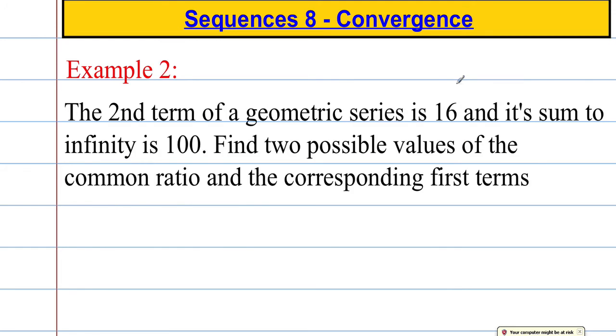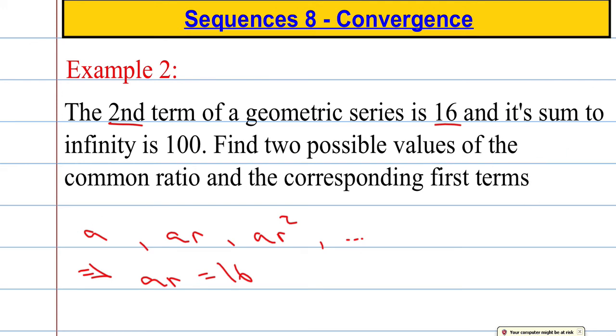Okay, an example 2 now. We're told that the second term of a geometric series is 16 and its sum to infinity is 100. Find two possible values of the common ratio and the corresponding first terms. Now the second term of a geometric series is 16. Remember, a geometric series goes a, a times r, a times r squared, and so on and so forth. So that means that a times r must be equal to 16.